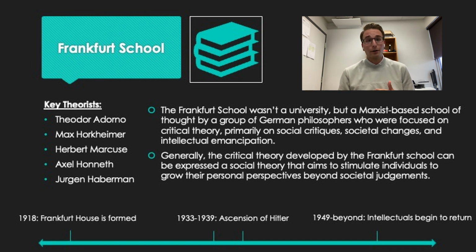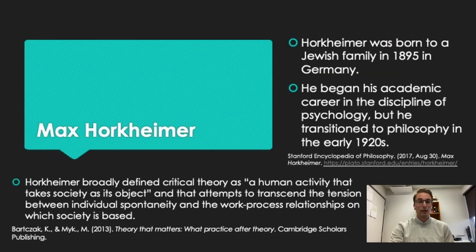So again, that key one there with this time frame in Germany is like the hatred, the anti-Semitism towards Jewish people and Nazism, and just blaming someone on that, and not really critically thinking about it to understand that it's not the problem. So now we have Max Horkheimer. Again, context is key here, so that's why I put it in here. He was born to a Jewish family in Germany in 1895. He began his academic career in the discipline of psychology, but transitioned to philosophy in the early 1920s. Horkheimer rose to prominence and became a founding member of the Frankfurt School in the early 1920s.